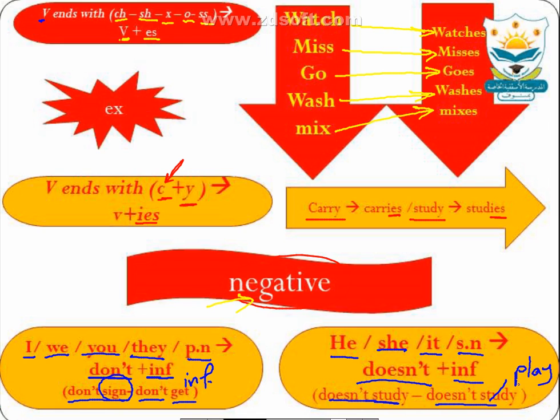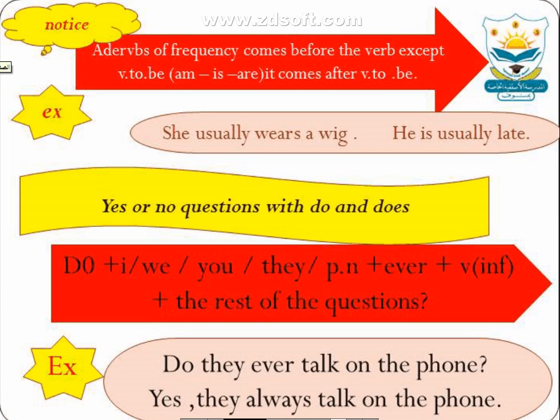Okay. Now notice, don't forget, I have explained this part before. Adverbs of frequency, like what? Like usually, always, sometimes, often, hardly ever, never. Adverbs of frequency come before the verb, except verb to be, like am, is, are. It comes after verb to be.